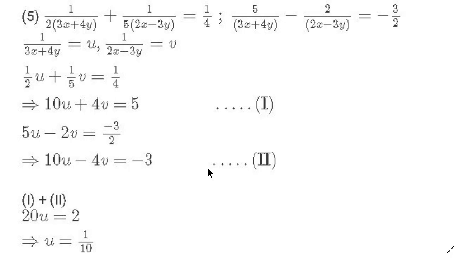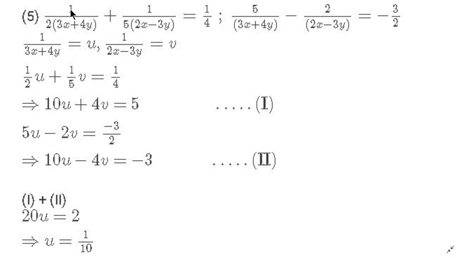1 upon 2 into (3x plus 4y) plus 1 upon 5 into (2x minus 3y) is equal to 1, and similarly this other equation. This equation looks quite complex, but it is not. We can see there is one common term in both equations: 1 upon 3x plus 4y, and 1 upon 2x minus 3y. So we can just substitute them as u and v. 1 upon 3x plus 4y is equal to u, 1 upon 2x minus 3y is equal to v.